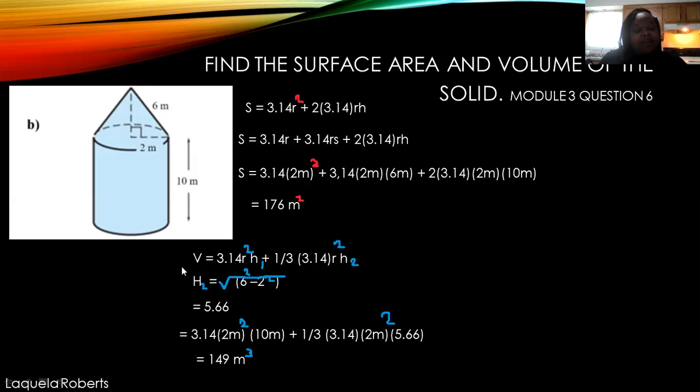Then we find our volume, which is pi r squared h plus 1/3 pi r squared h. So as you see, we have our formula here, and h squared equals 6 squared minus 2 squared, which gives us 5.66. So the volume equals pi times 2 squared times 10 plus 1/3 times pi times 2 squared times 5.66, which gives us 149 meters cubed.